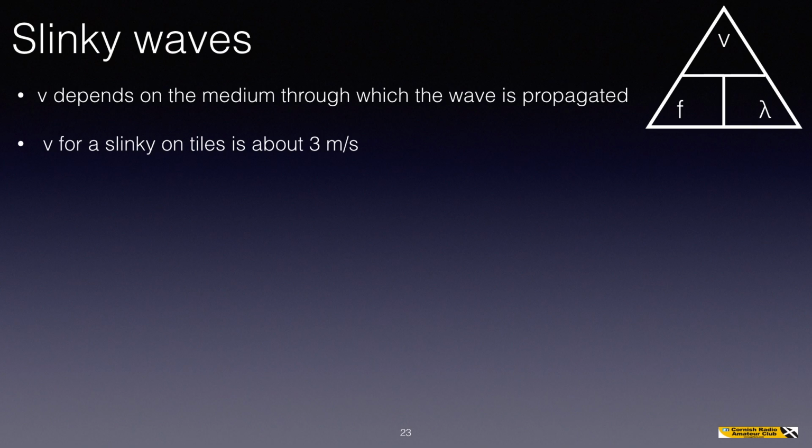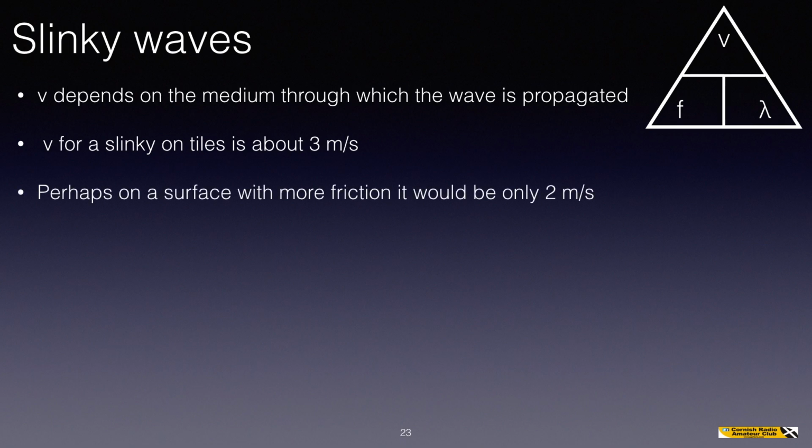That's a bit of an estimation, but it's something like that. But perhaps on a surface with more friction, it would only be 2 meters per second. So if we were to do some calculations regarding frequency and wavelength for Slinky waves, we would need to know the velocity and use the triangle.